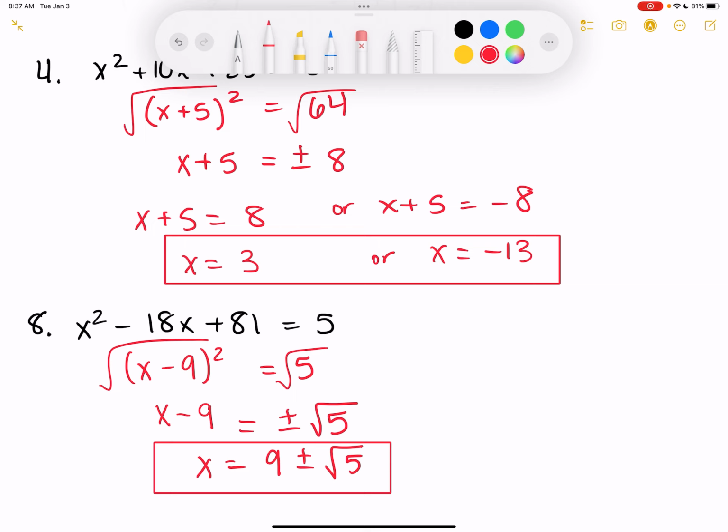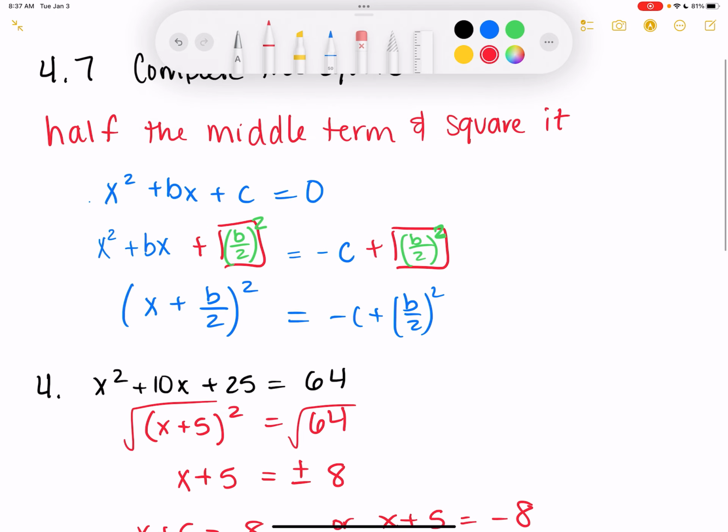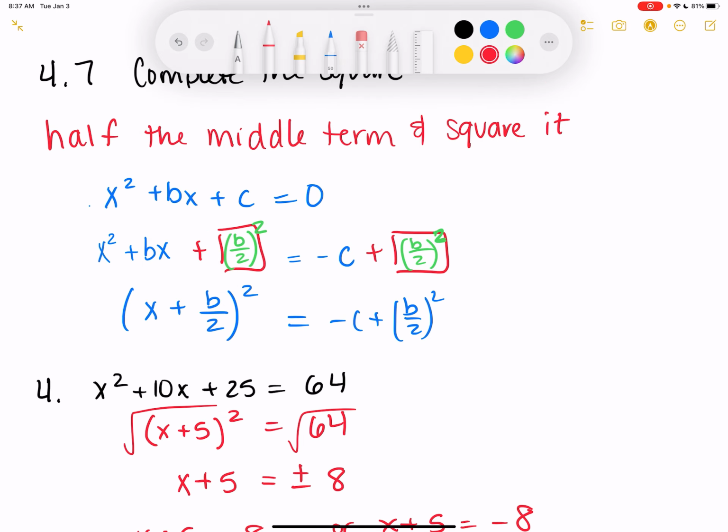All right, so the next ones say to find the value of c that makes the expression a perfect square trinomial. Write the expression as the square of a binomial. So basically, we're just finding this c term here.